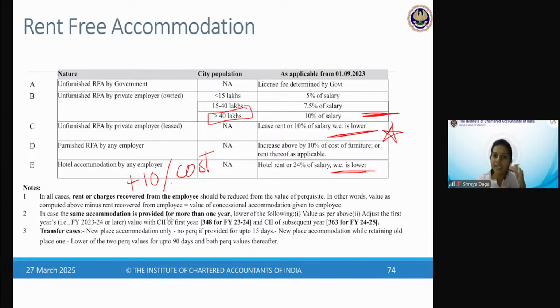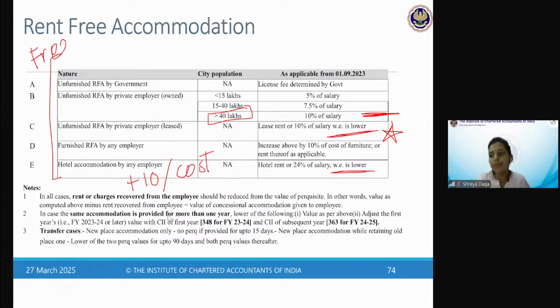Meaning of salary, same as what we said, that all allowances, generally all cash, bonus, commission, everything is covered. DA forming part is not. Perquisites are not covered. Medical insurance premium, terminal benefits, contribution to provident fund, these are not covered. Okay. All right. Now, so this is when the accommodation is provided to you free of cost.